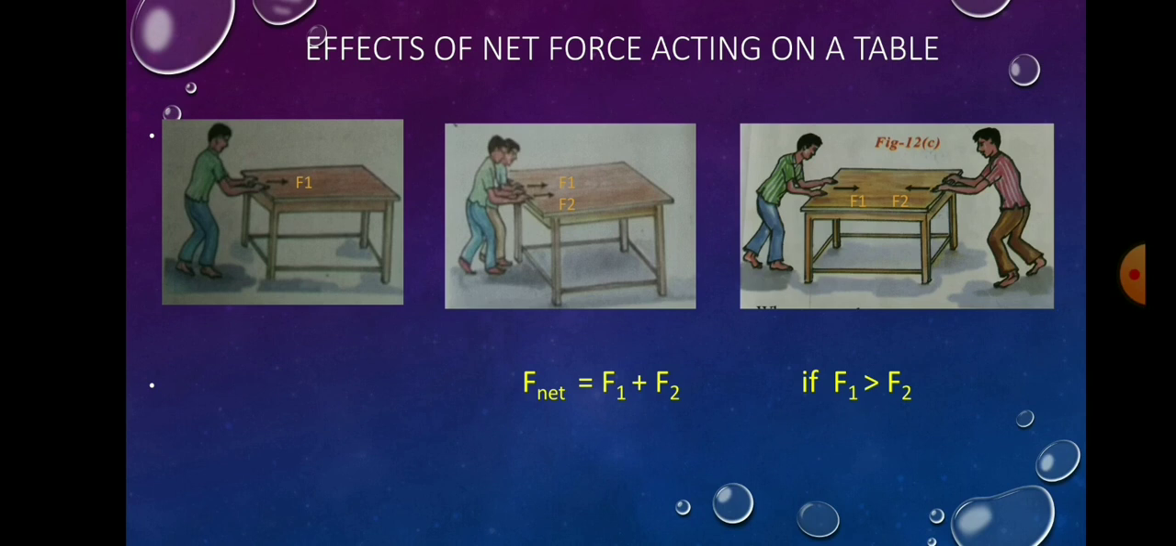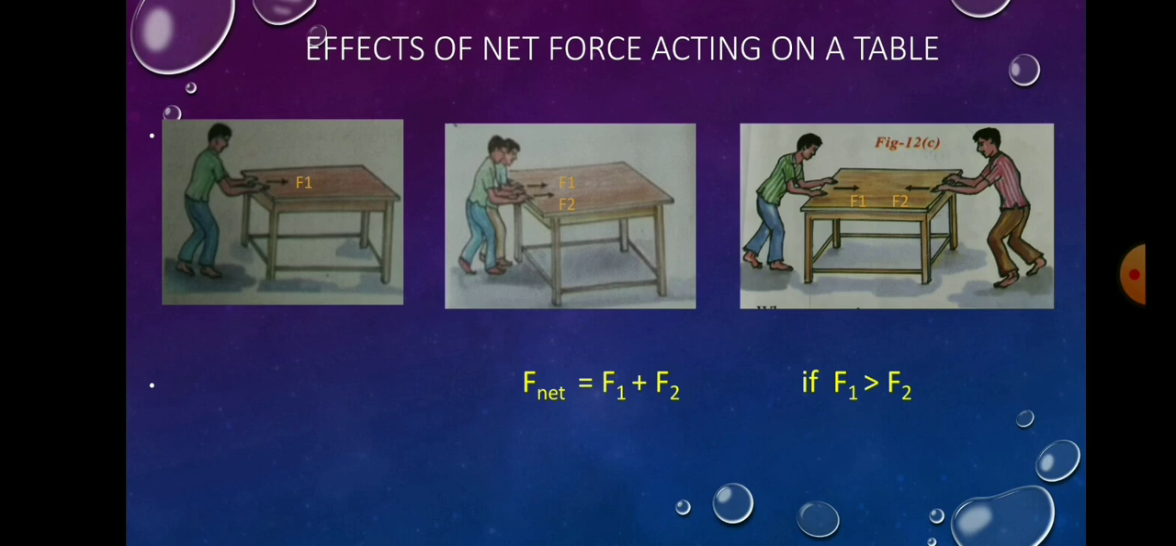Here, in the third case, two boys are pushing a table in opposite directions. What happened? Does the table move? When two boys push the table from opposite sides with forces equal in magnitude, the table does not move. There is no change in the state of the table because in this case the net force acting on the table is 0.